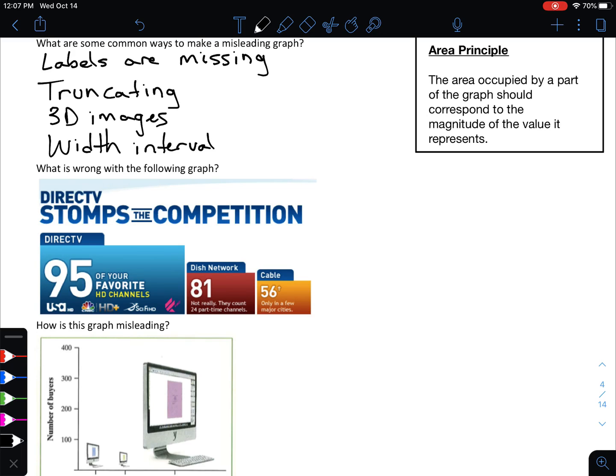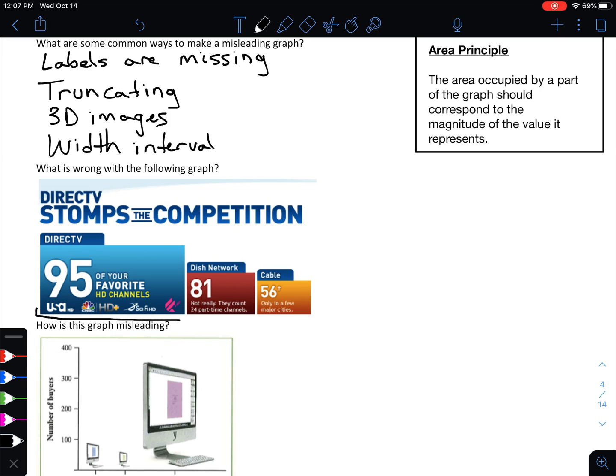Now, obviously, again, meant to be an advertisement. They were probably not intending it to be used as an actual graph, but it'll give us some good things to talk about. So you've got DirecTV stomps the competition. DirecTV apparently has 95 of your favorite HD channels, and they've got those listed. Then you've got Dish Network at 81, but not really because they count 24 of their part-time channels. And then cable at 56, but again, only in a few major cities that they have that many.